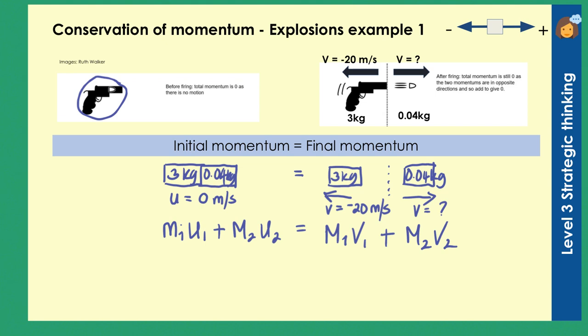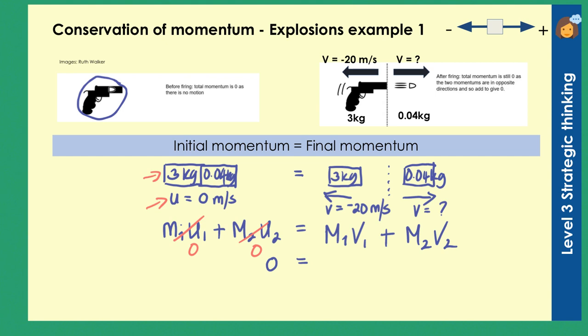Now that we know the formula, we can start inserting the values. So I'm going to start with calculating the initial momentum. You can see that for the gun, m1u1, the gun has a mass of 3 kilograms and its initial velocity is 0. Therefore, any value multiplied by 0 would be 0. The same as the bullet: 0.04 times 0 would be 0. So in an explosion example, the initial momentum would be 0, because the objects are at rest and they're not moving.